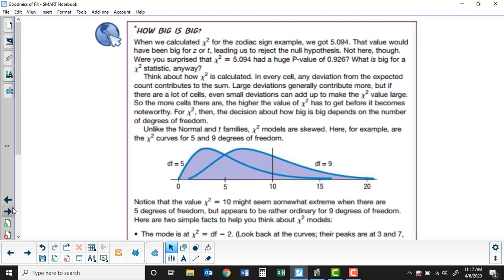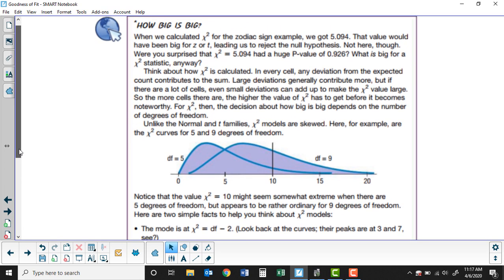Alrighty, so now here is a question about how big is big. For instance, this 5.094, if we had gotten that for a z value or a t value, or a z-score or t-score, that would have been far outside from the center. So why is that not a remarkable number for chi-squared? Well, the problem is the degrees of freedom. Okay, this is a curve for a 5 degrees of freedom curve, and this is a curve for a 9 degrees of freedom curve. They're using the example of 10 right here.